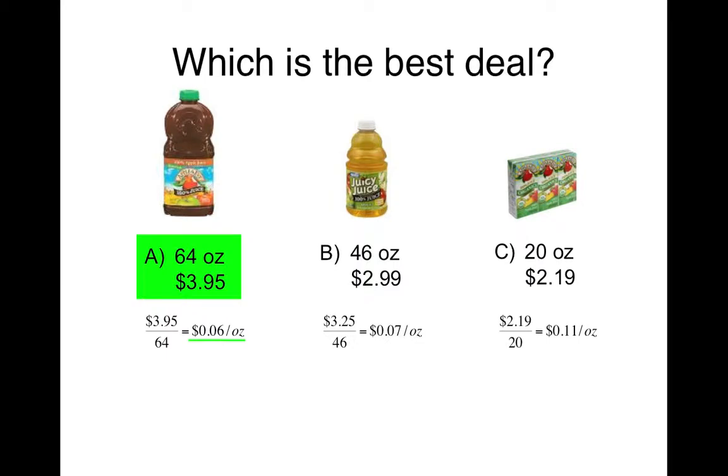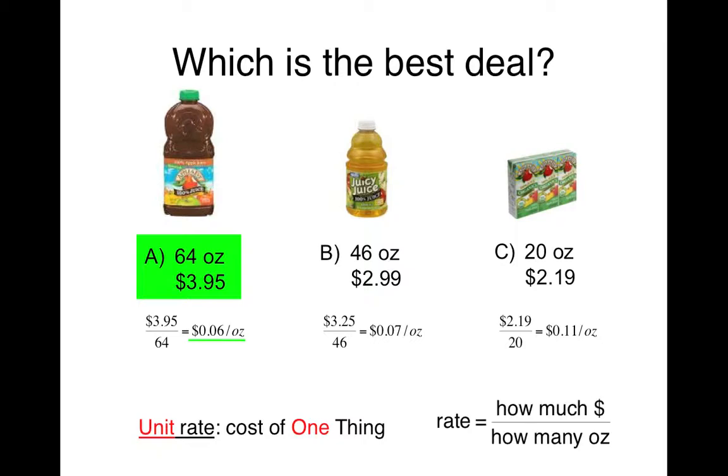What we're comparing here is the unit rate, the cost of one thing, in this case 1 ounce. Whenever you see the word unit in math or science especially, it's referring to one of something. We got that by dividing how much it cost by how many ounces.